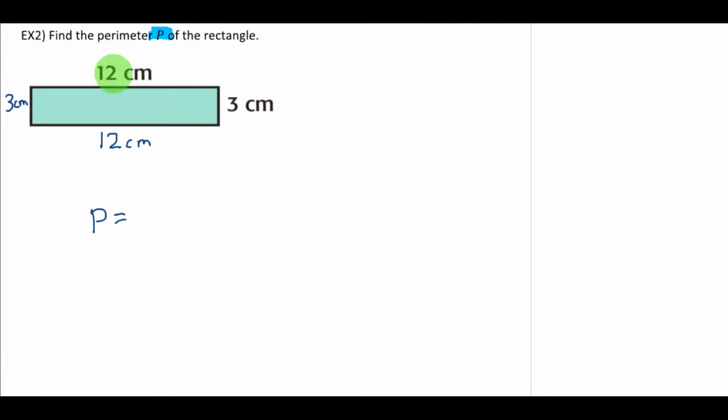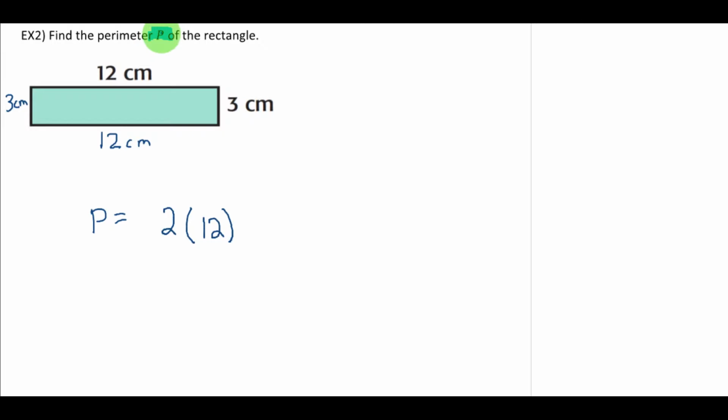So if I were to take 12 centimeters here and just double it, I should find the length of both of these sides added together. So let's write down P is equivalent to 2 times 12, and then close those parentheses there. I'm just doubling this side length. That's the same as adding this side length and this side length together.